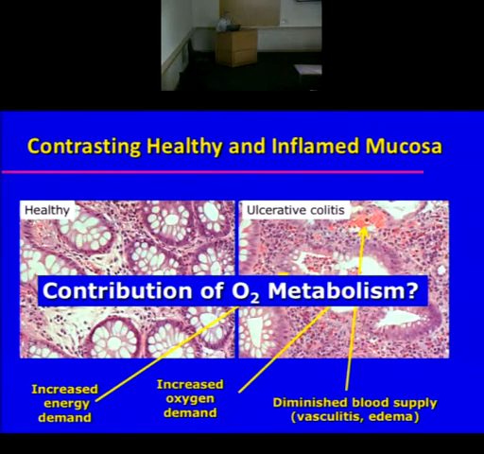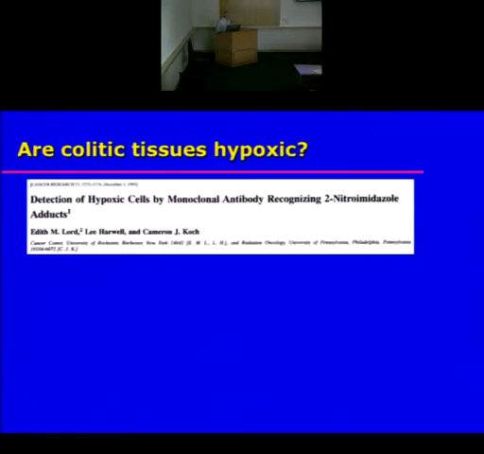For the last 10 years, we've been really trying to understand how oxygen metabolism influences this disease process. So the first question is, are these tissues hypoxic? One of the cardinal signs of inflammation is that the tissue is red, so you would expect increased blood flow to these tissues, and then in fact they're not hypoxic at all. In fact, they may be hyperoxic.